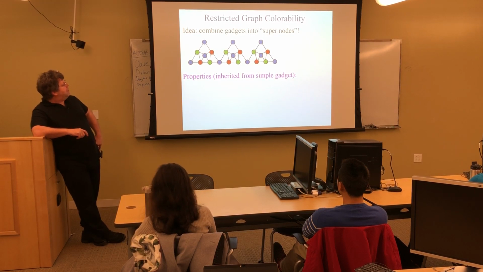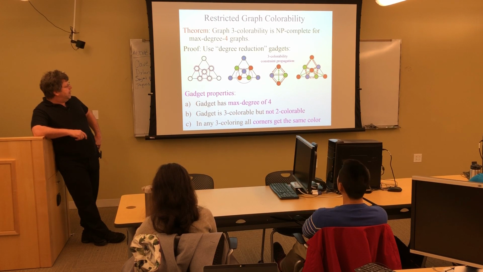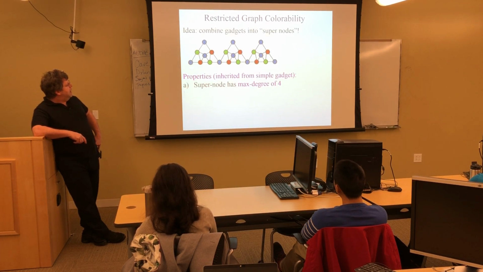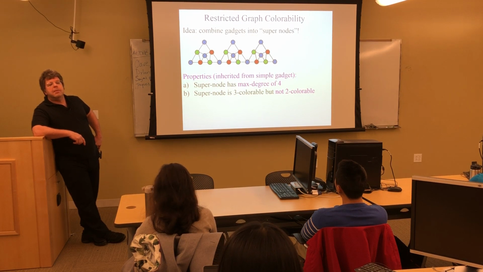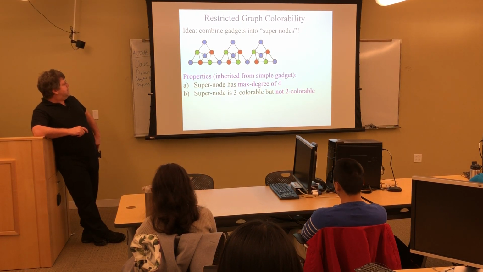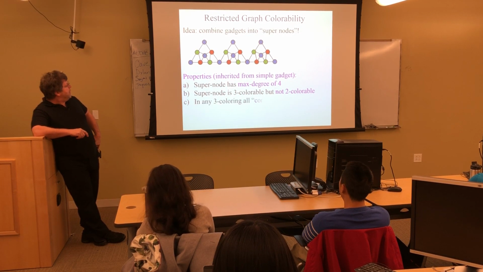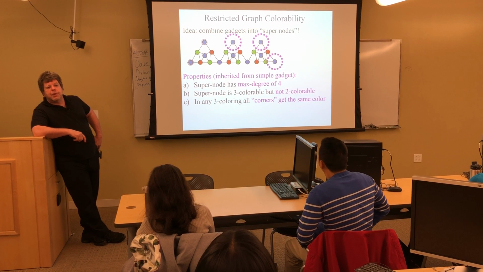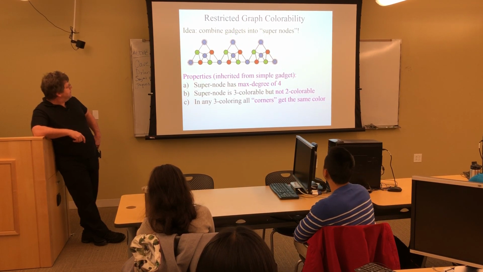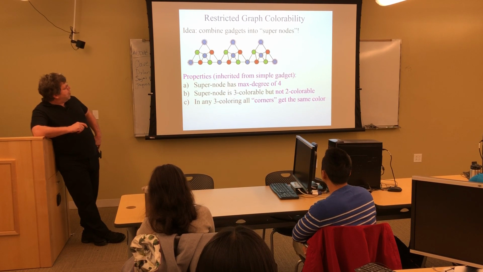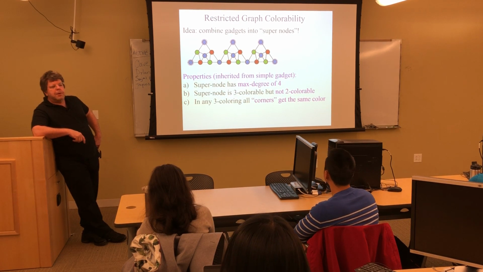First, we note that the three properties that the gadget had over here, if we double it up like that, these properties remain the same. They're invariant. Why? Because this super gadget has max degree 4. How do you know? Well, count it. We haven't increased the gadget degree simply by overlapping it. We kept the max degree to be 4. It's 3 colorable, but not 2 colorable. Here's a 3 coloring of it, but it's not 2 colorable because it has lots and lots of triangles, odd cycles, right? And in any 3 coloring, all the corners here that I'm highlighting in dotted lines have the same color.